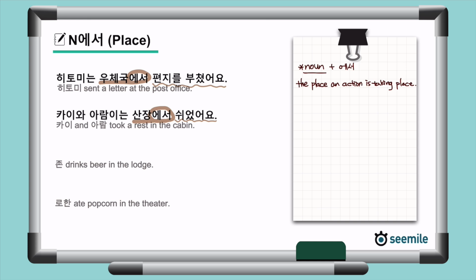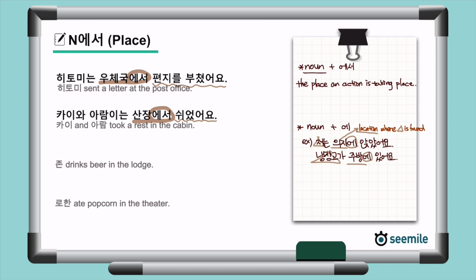Wait a moment. Then what's the difference between the location-related 에 and this 에서? How would you say in Korean, I sat on a chair? 저는 의자에 앉았어요. How about the refrigerator is in the kitchen? 냉장고가 주방에 있어요. Why do we have to use 에 here, not 에서? On the 의자 is the location where I'm sitting. The 주방 is the location where the 냉장고 is located. So 에 is used to tell the listener that the preceding word is indicating where something or someone can be found.